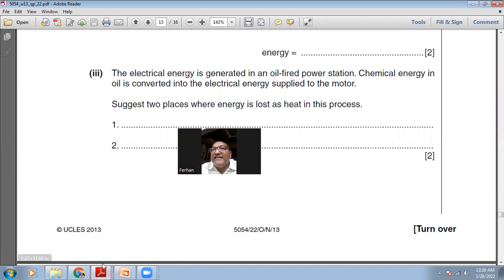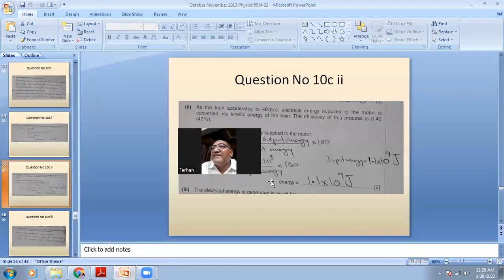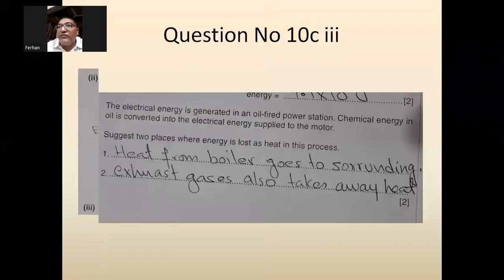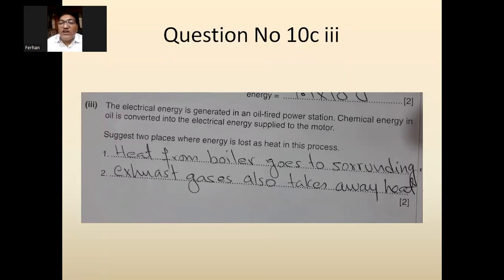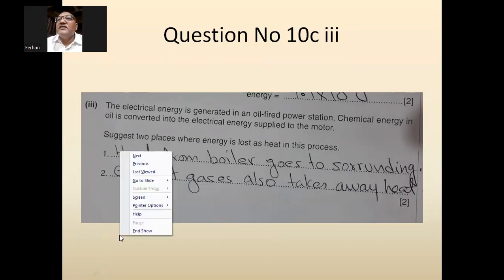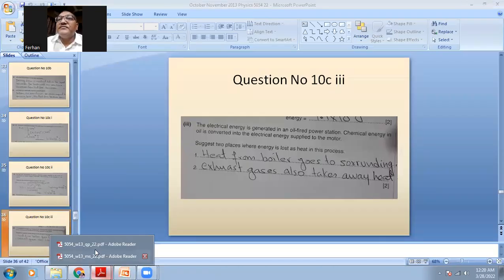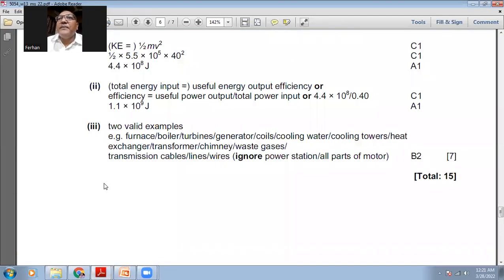So let's see what my answers are, and then we will check from the marking scheme. So the heat from the boiler goes to the surroundings. Exhaust gases also take away the heat. Where you are burning the oil, the exhaust gases are produced, and those exhaust gases are also very hot. So they are also taking heat with them. So these can be two answers. Let's check from the marking scheme.